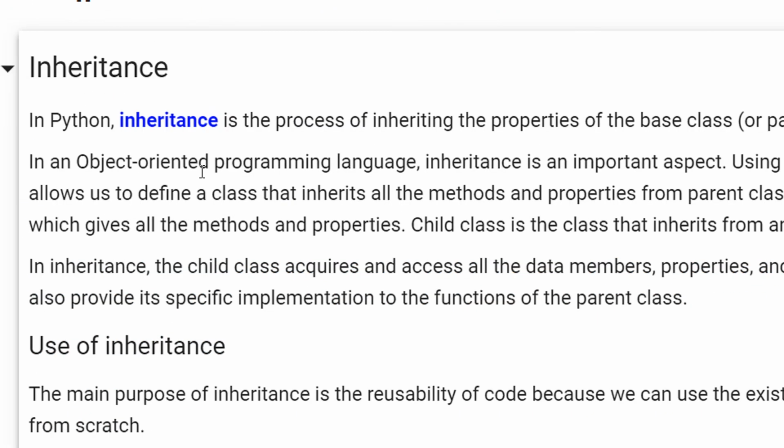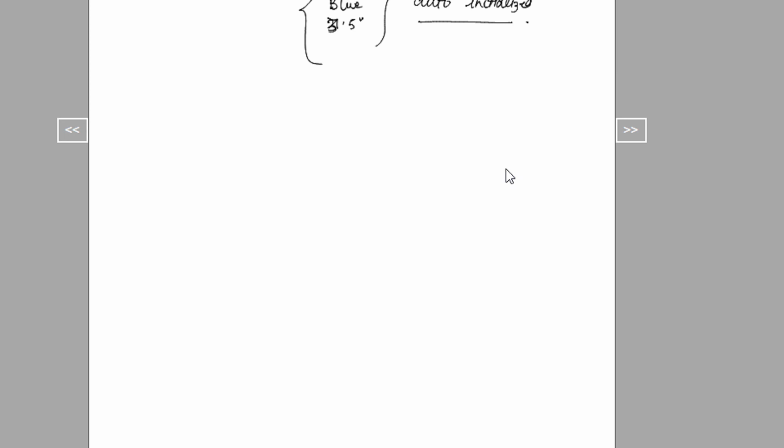So in an object oriented programming language, inheritance is an important aspect, right? Now I will give you a very nice example of inheritance. For example, let us say we have a class here, Samsung smartphone. It will have various features that a smartphone has. Let's say it has a screen which is, let's say, 5.5 inch. It has a call facility.